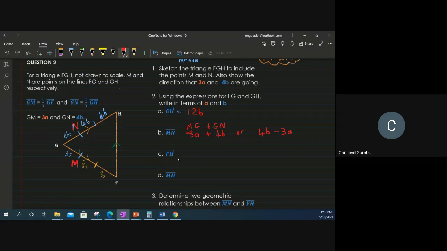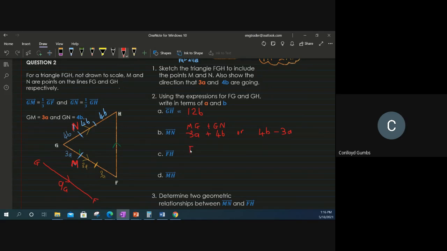The next one now, F to H. So we're going from F to G and then G to H. We already worked out what GH is. So if you look at this now, going from F to G, okay? If here is 3a, here is 3a, here is 3a, we know that G to F is 9a. This whole thing is 9a going this way.